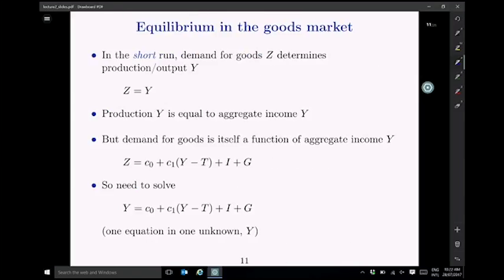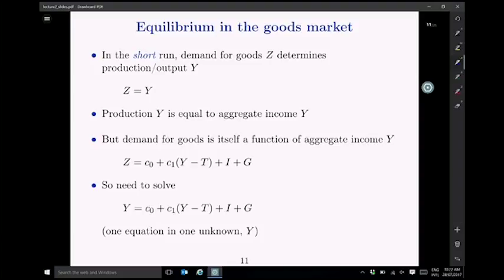Now, let's put everything together. We're ready to derive the first important result with the simple setup, aggregate demand. And where, in the short run, aggregate demand determines output. In the short run, as we emphasize again and again, aggregate demand is important in determining output.